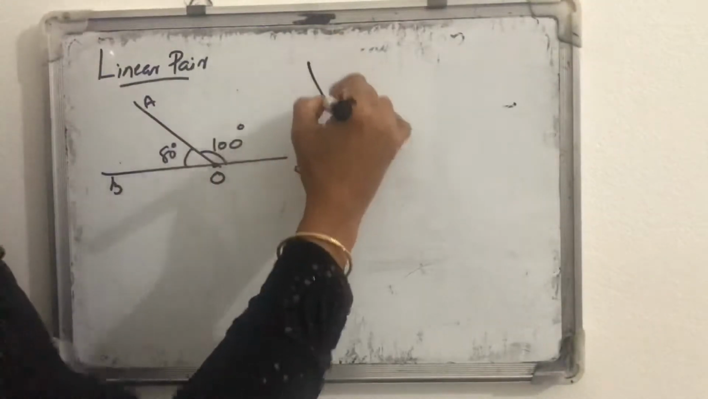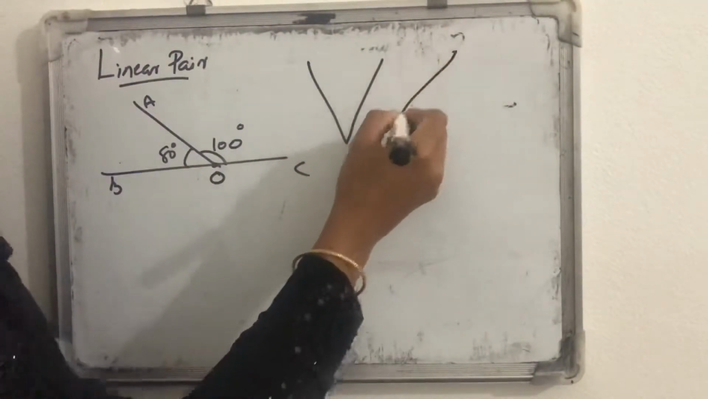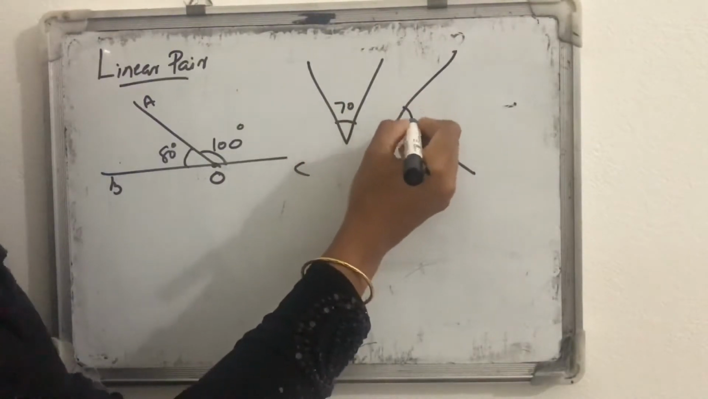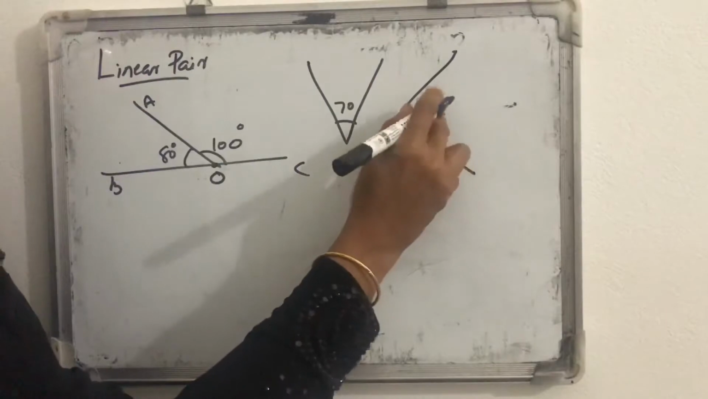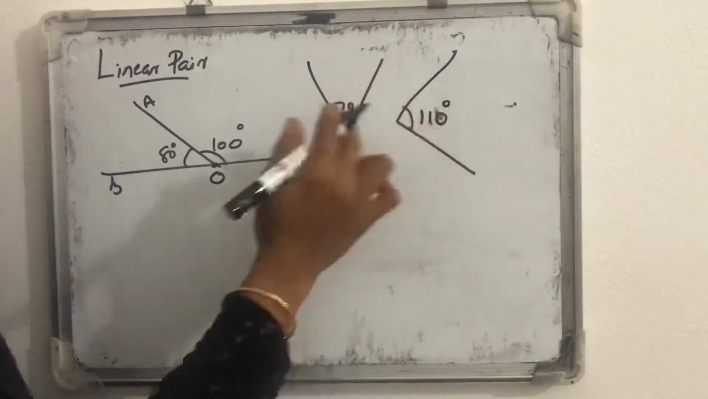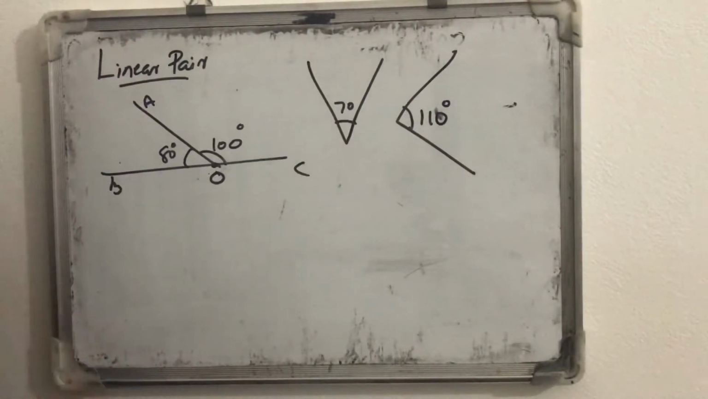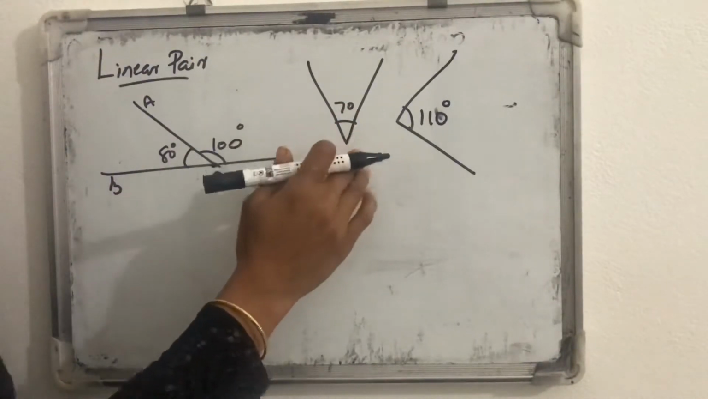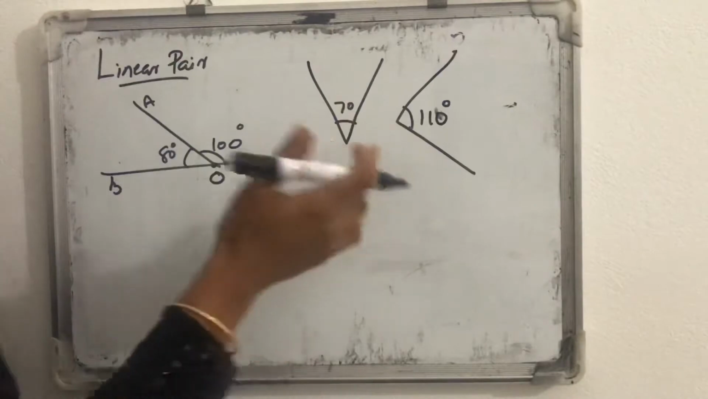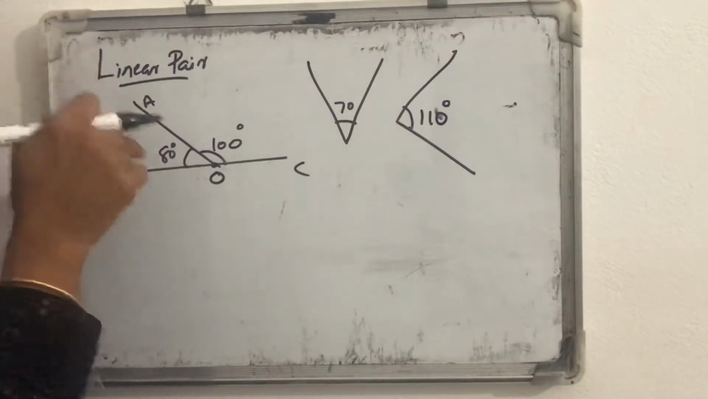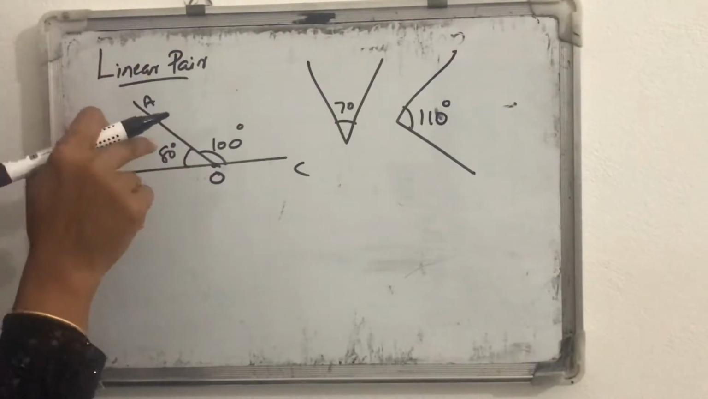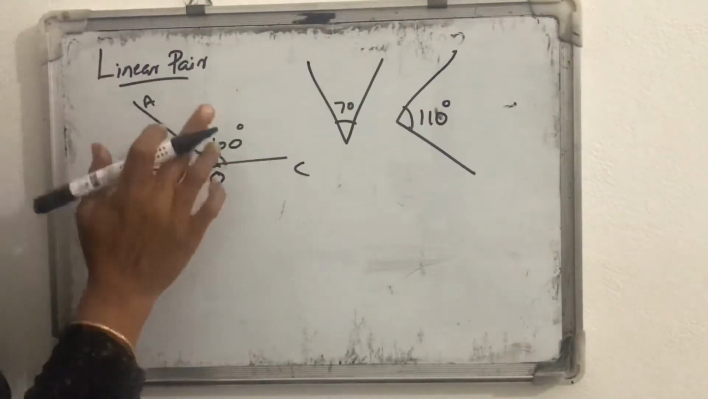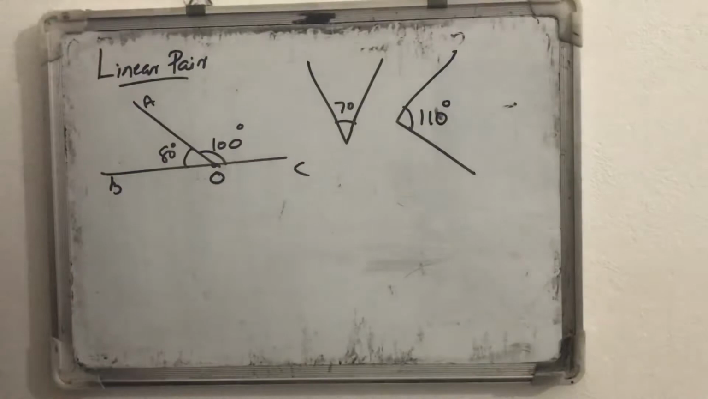If these two angles are supplementary, say one is 70 degrees and the other is 110 degrees, these two angles are supplementary but they are not adjacent. So these two angles are not linear pairs. But these other angles are supplementary and also adjacent, so these angles are what is called linear pairs.